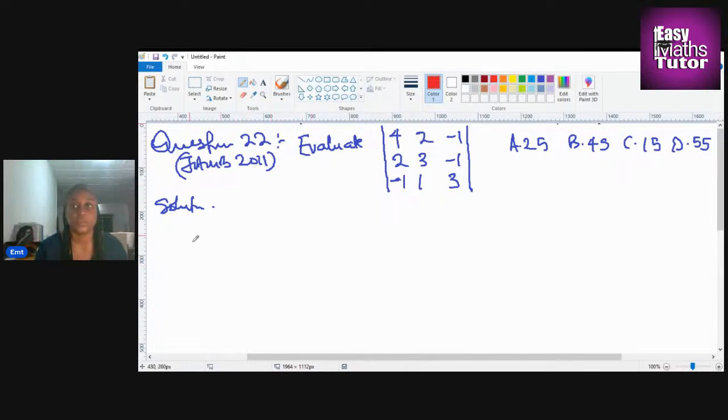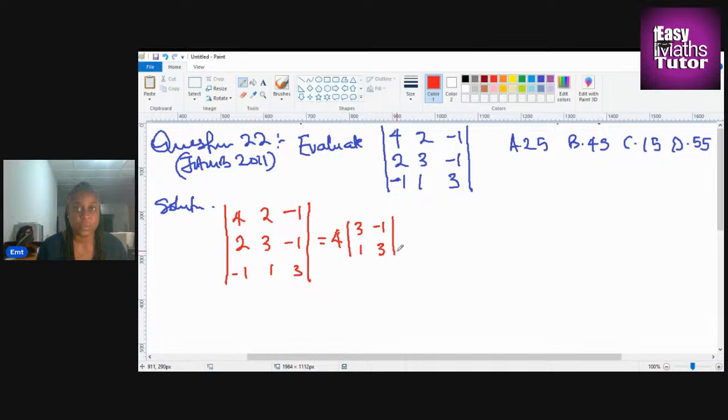So let's change to red. So we'll say 4, 2, minus 1, 2, 3, minus 1, minus 1, 1, and 3. The determinant is 4, right, times the 2 by 2 determinant 3, minus 1, 1, 3. This was what we took out. We took out this part, 4.